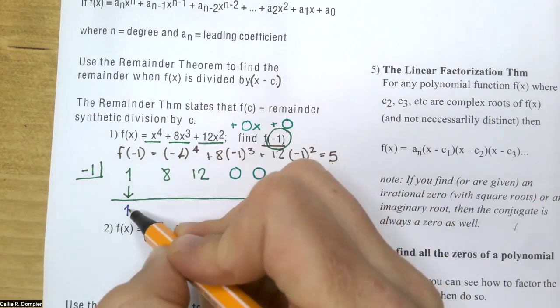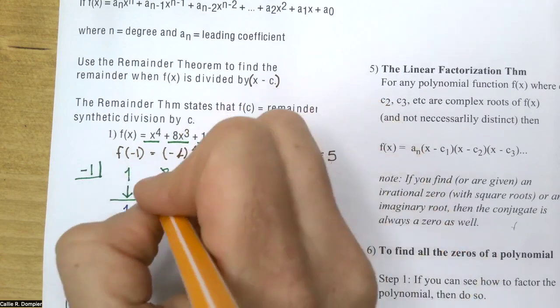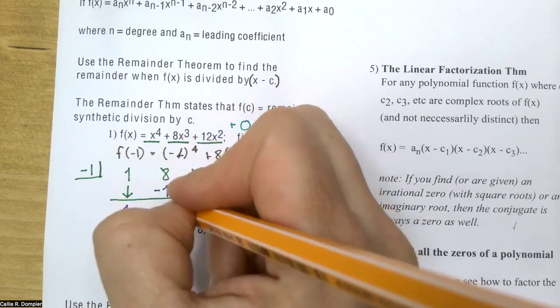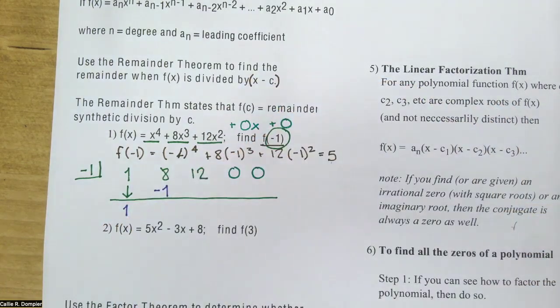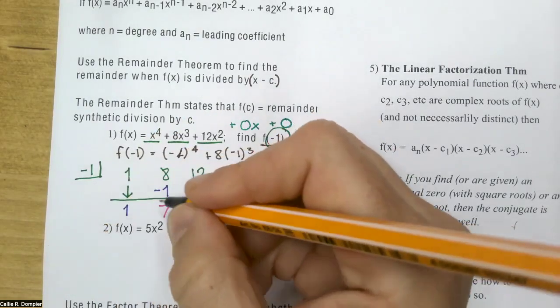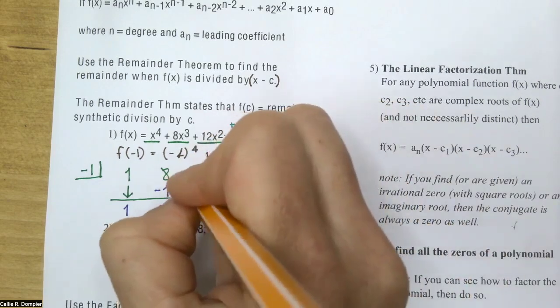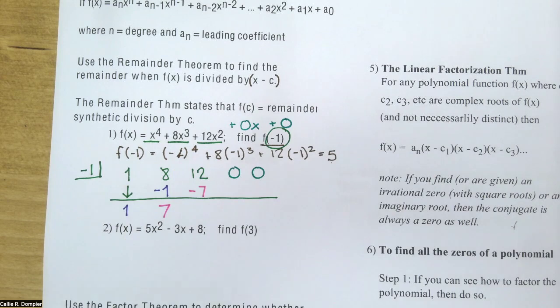Take your bottom term, multiply it by that c. So 1 times -1 is a -1. Put it right up here below your next number. 8 minus 1 is 7. Take that 7, multiply it by the -1, you get a -7, put it below the 12. 12 minus 7 is 5, right?